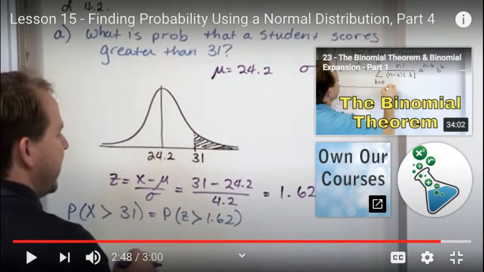Anyways, so we're finding a z-score that's greater than 1.62. You would go to the table. You would see what the area is under the curve. That would tell you what the percentage was, with somebody getting a score of 31, what that probability was of getting greater than 31.